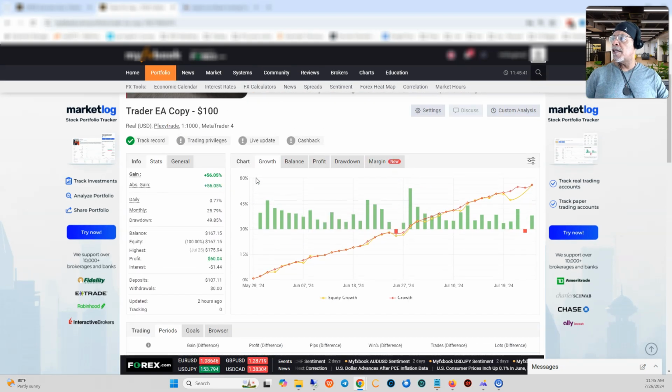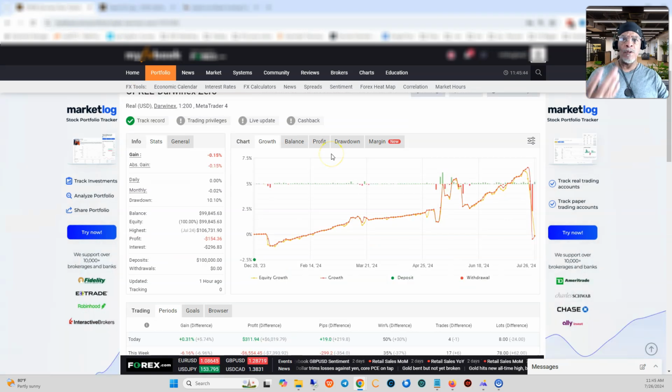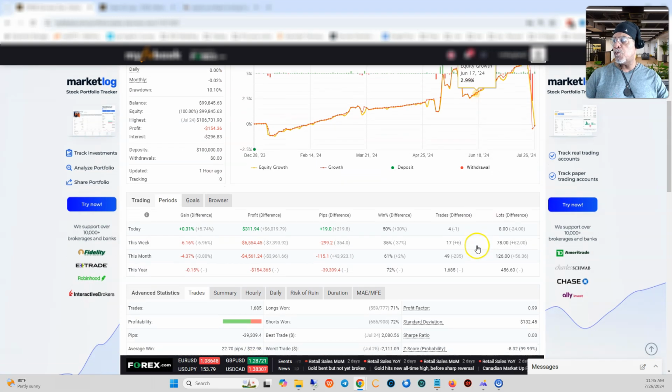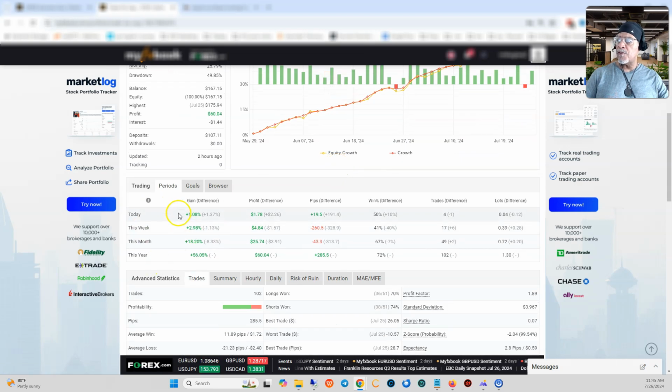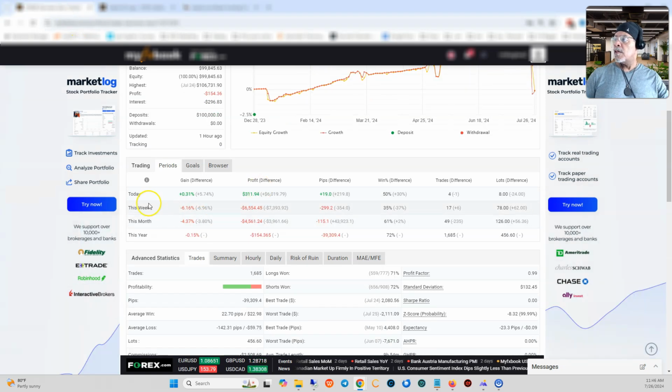Now let's look at the results on our Darwinex account, and that's the only one that we're going to share and show you since that one was a disaster this week. Let's look at what happened this week. Now remember, we're copying from this account. Today, at least we're up 0.3% on this. This week, we are down 6.1%. So if it wasn't the trader, what happened? Let's go into it in detail.